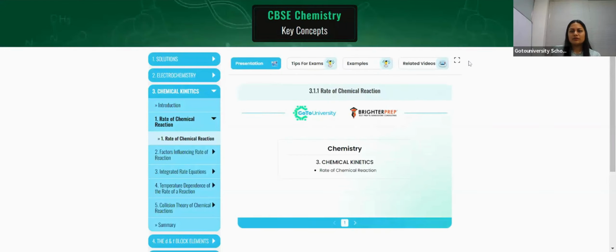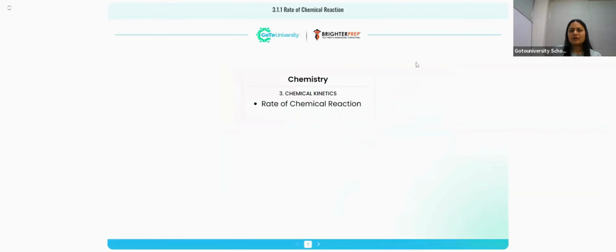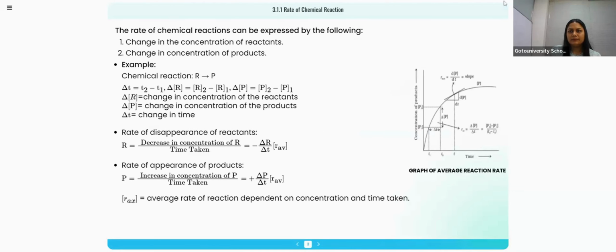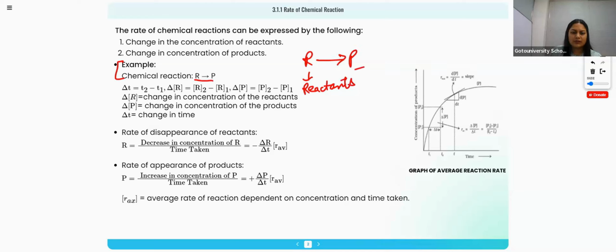So first understand what is rate of chemical reaction, okay? And then we will also discuss how we are going to calculate rate of chemical reaction, right? So let us first understand what is happening in a chemical reaction. Let us start with an example. Here is a reaction, say there are some reactants, and they are forming some product, that is P.